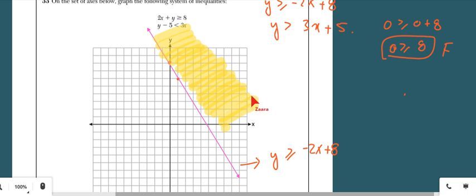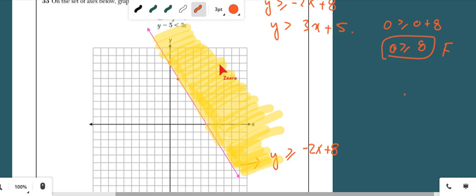Okay. Not a mustard, I think. Whatever the color, but you have to keep it in your mind. You have to shade it away from the origin. Okay. I'm not a girl, so I remember the color names.